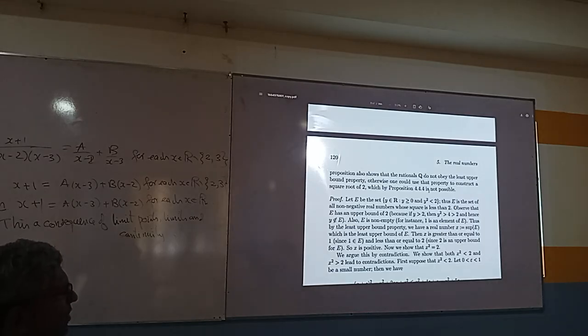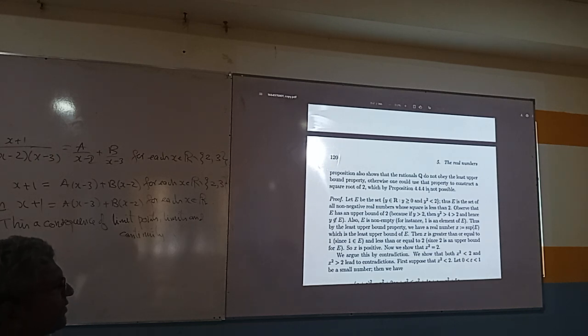Right? Observe that E has an upper bound of 2. Can you see that 2 is an upper bound? Because if y is greater than 2, then y squared is greater than 4, which is greater than 2, and hence y does not belong to E. Numbers greater than 2 are not in this set.